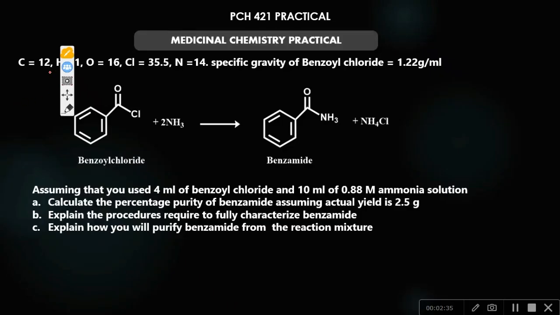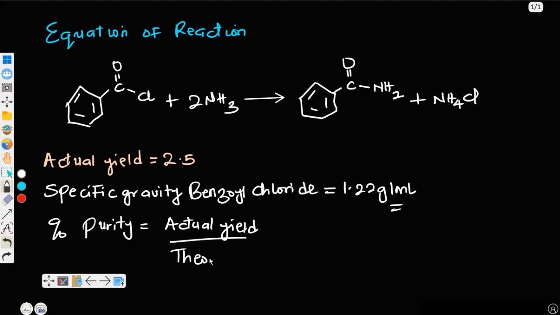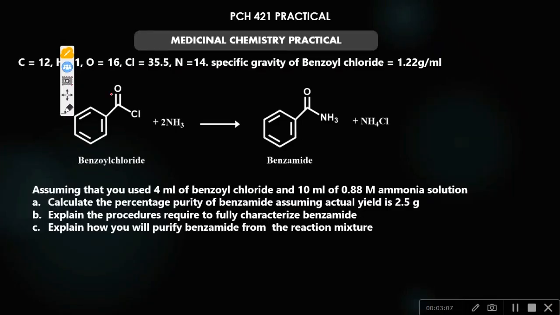Now the question is to calculate the percentage purity, right? Now what is the formula for percentage purity? Let's write the formula first. Percentage purity is equal to actual yield all over theoretical yield times 100%. That's percentage purity. What other thing were you given? We are given the masses of each of them, and then we are given 4 ml of benzoyl chloride.